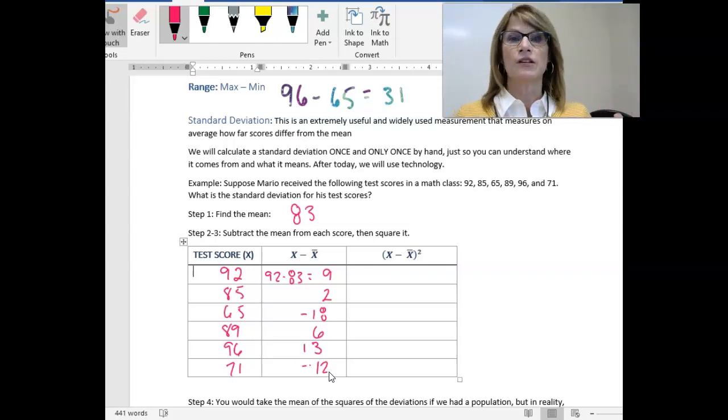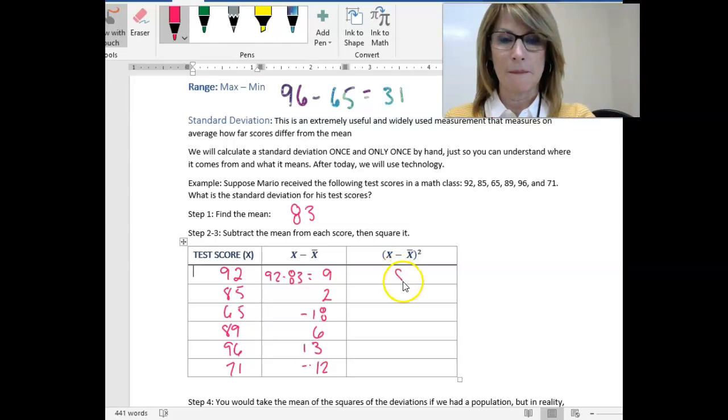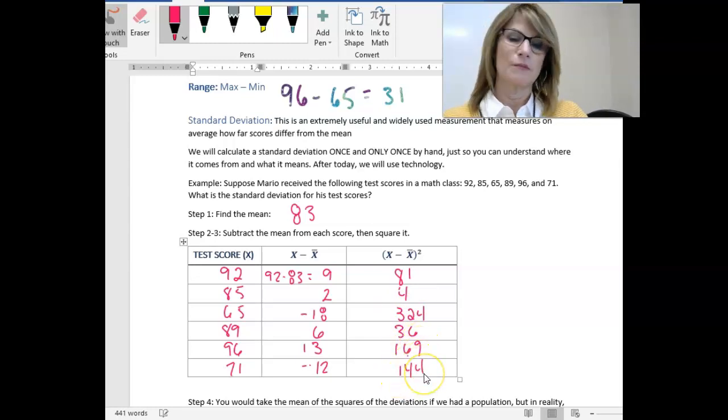So what we're going to try to do to make everything positive is we will square our deviation and then we're going to turn right around and square root it. So square each one of those numbers. 2 times 2, negative 18 squared. And so now each one of these are positive. Okay.